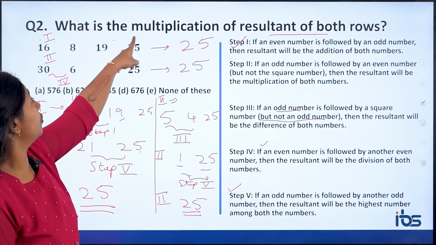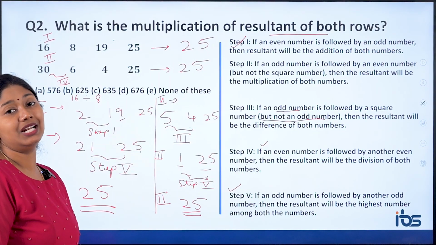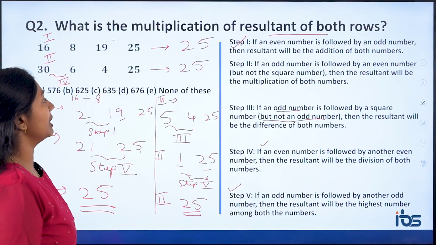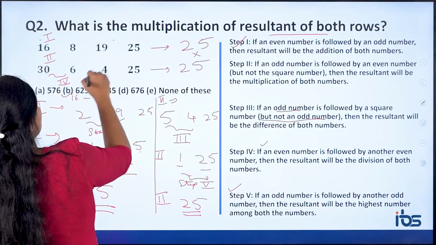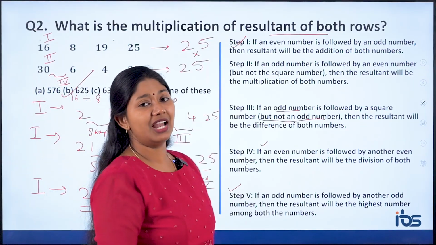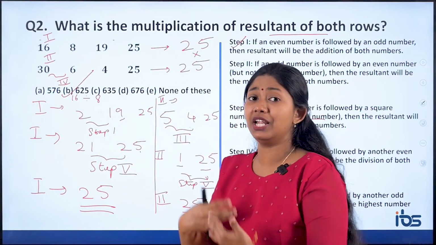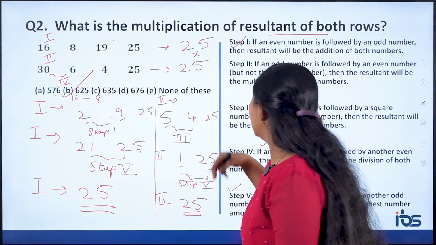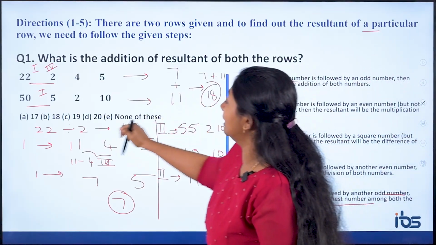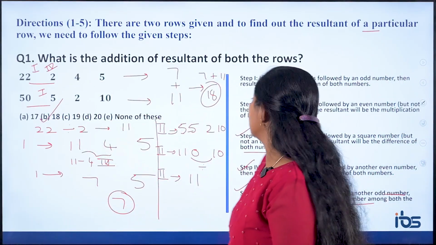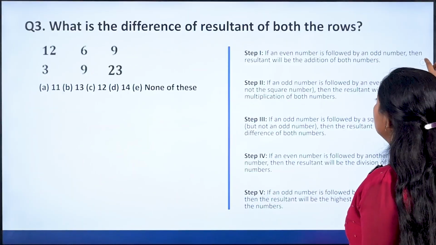So, what is the multiplication of resultant of both the rows? Multiplication of resultant of both the rows is nothing but 25 into 25, 625. So, option B is the answer. It is very easy. Since I am explaining you, it is taking time, or else you can easily score 5 out of 5. So, here also I got 18 as the answer. You can mark 18. So, next one, third one.